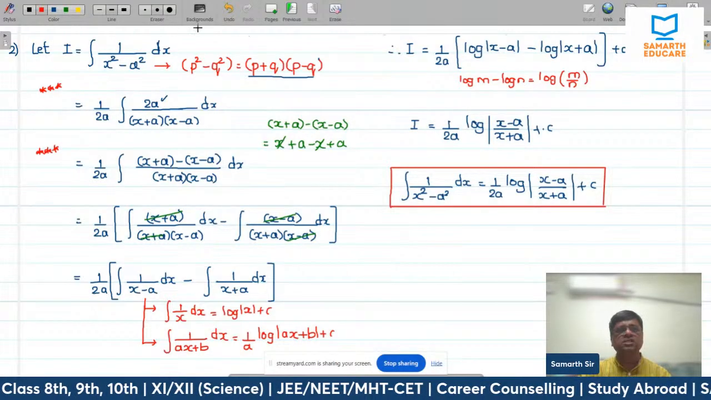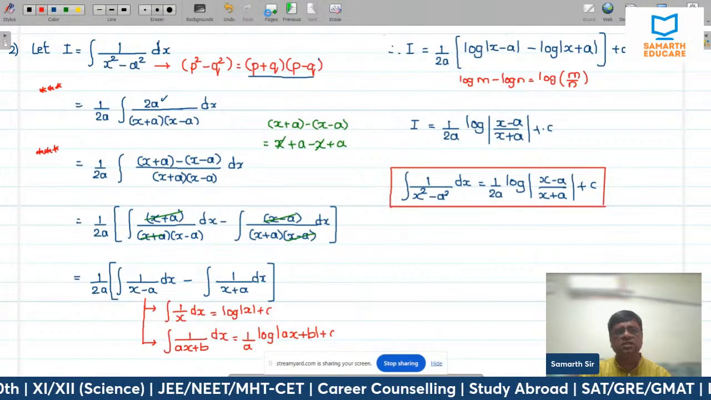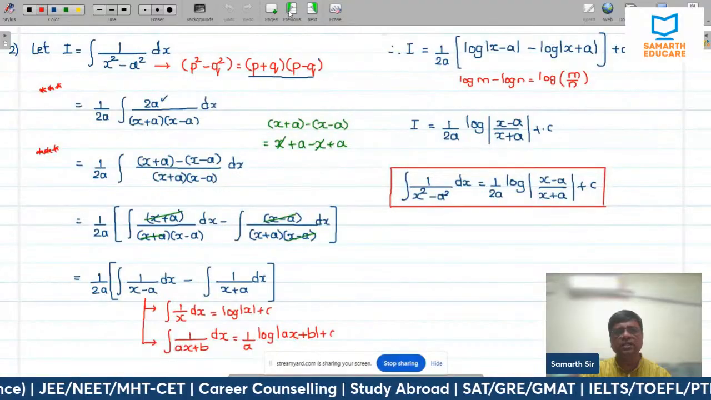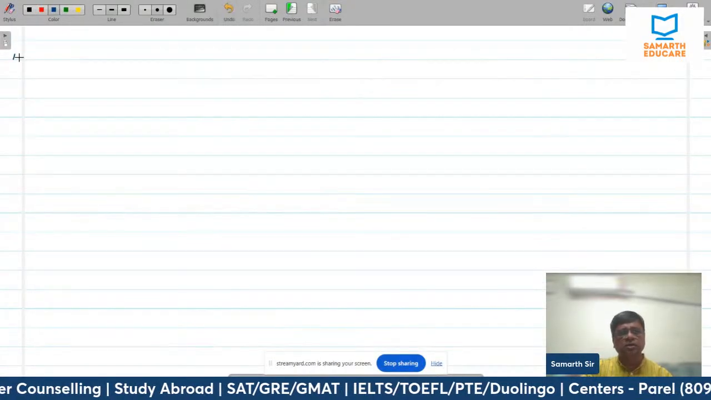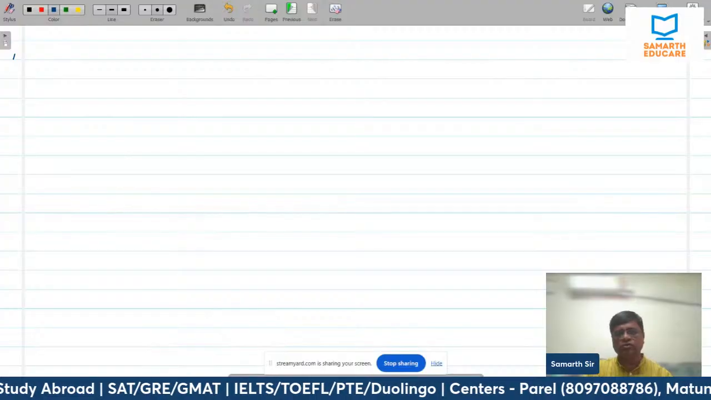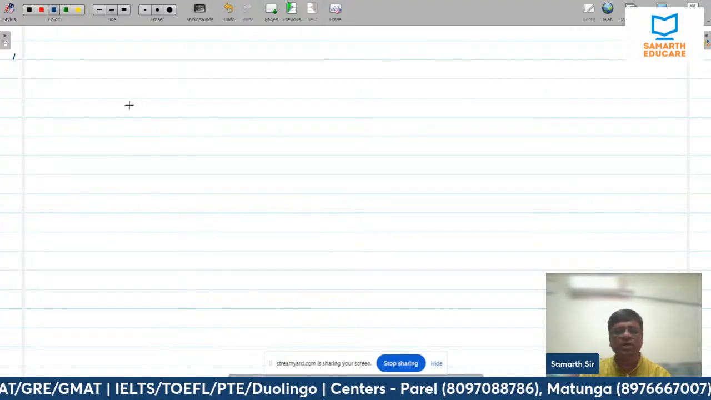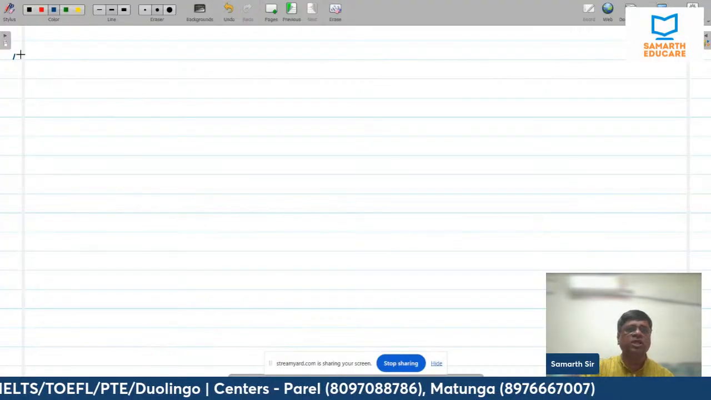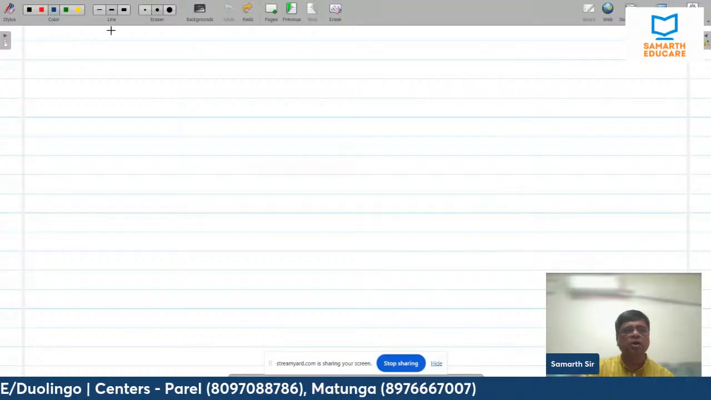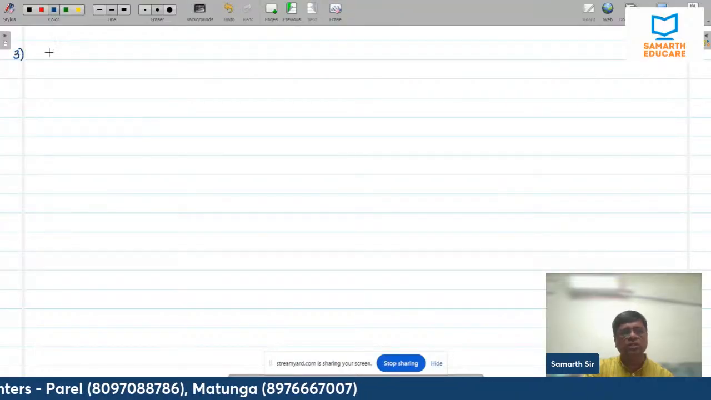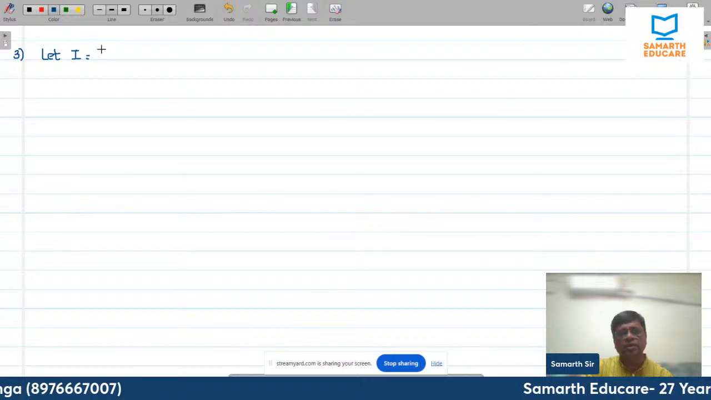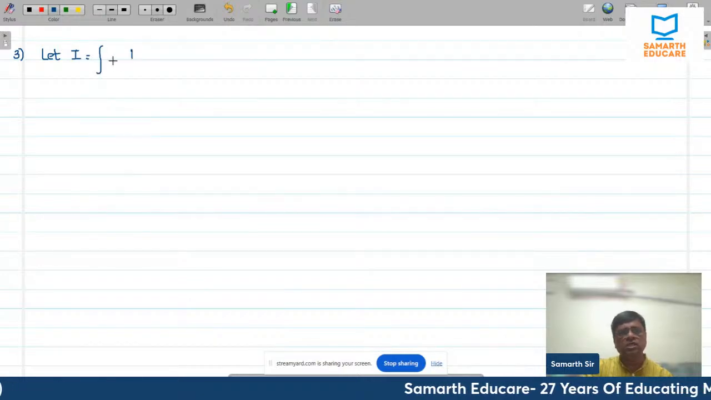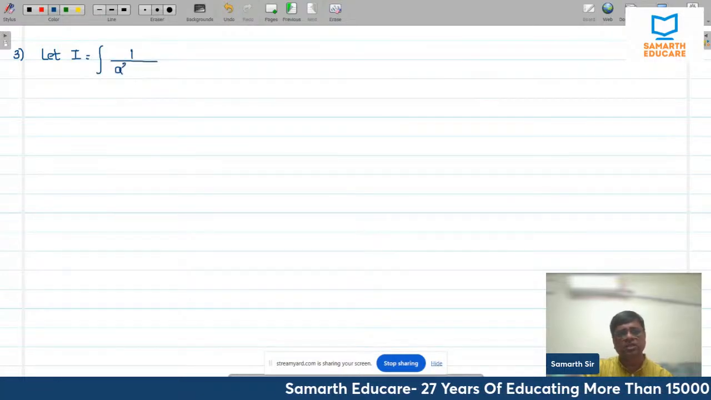All right, let's come to the next, third standard form of the day and the last standard form of the day. That is third. The first one we did was 1 upon x square plus a square. The second one we did was 1 upon x square minus a square. Now the third one is, let I equal to, now 1 upon a square minus x square.